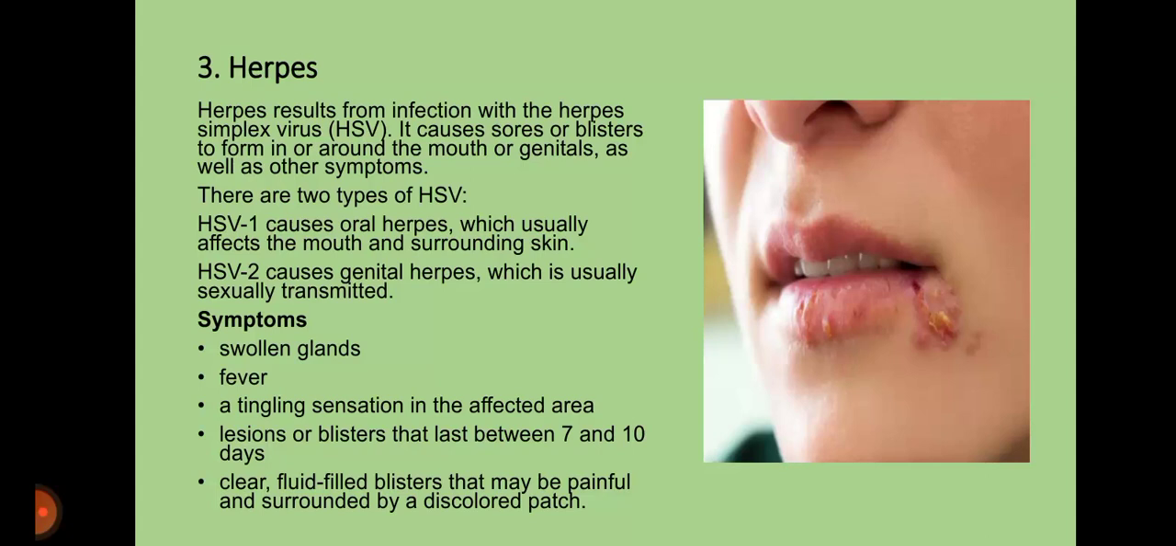So the symptoms of herpes flares can include swollen glands, fever, a tingling sensation in the affected area, lesions or blisters that last between 7 and 10 days, and clear fluid-filled blisters that may be painful and surrounded by a discolored patch.